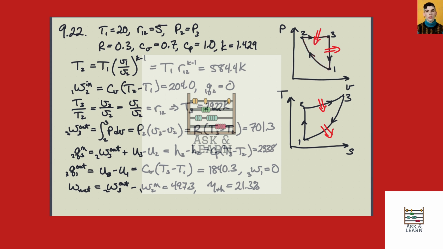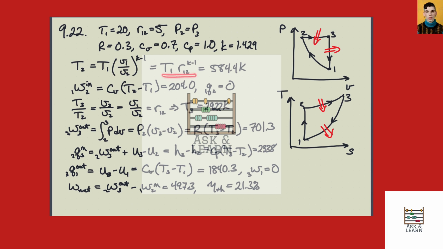So let's see here. What can we do? Well, we're given some ideal gas constants. We're given R and Cv. We can find Cp because that's just R plus Cv, and then we can find k because that's just Cp over Cv. Now for an ideal gas undergoing isentropic compression, we have this relationship between the temperature and the specific volumes. We know what this ratio is. This is just the compression ratio, so this is a factor of 5. So V1 was 5 times V2.